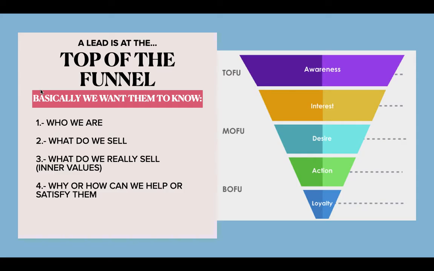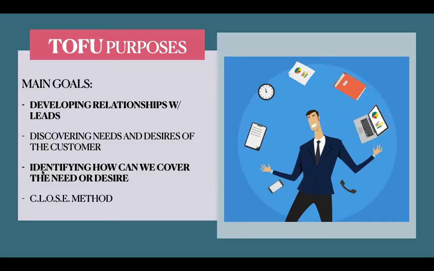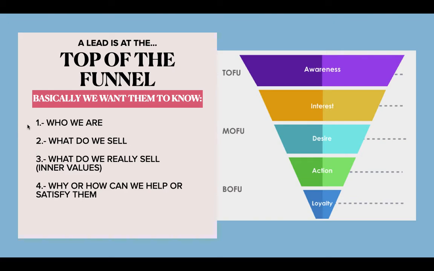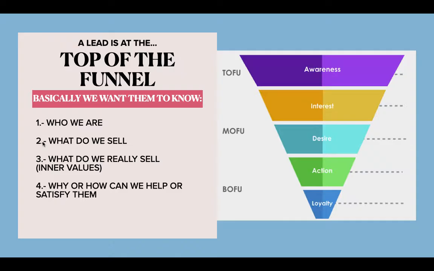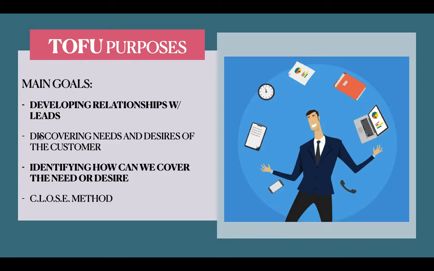And now, as you can tell, they actually fit with what we want to achieve with the customer. By developing a good relationship with the lead and discovering the needs and desires of the customer, basically we covered the whole four points. Okay, so basically that's what we're gonna be doing. Sorry guys. We're gonna be developing good relationships, discovering the needs and desires of the customer, identifying how we can cover them, and we're gonna start with the close method.